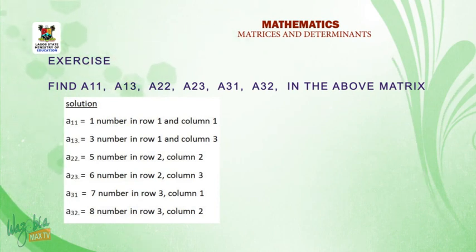Solution. a11 is equal to 1, the number in row 1 and column 1. a13 is equal to 3, the number in row 1 and column 3. a22 is equal to 5, the number in row 2 and column 2. a23 is equal to 6, the number in row 2, column 3. a31 is equal to 7, the number in row 3, column 1. a32 is equal to 8, the number in row 3, column 2.